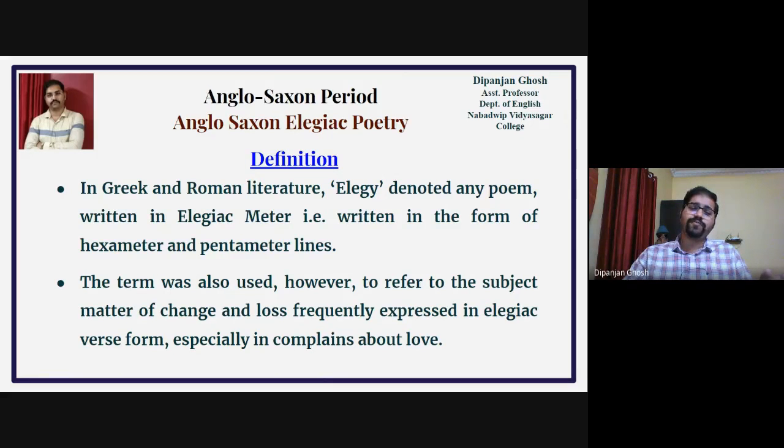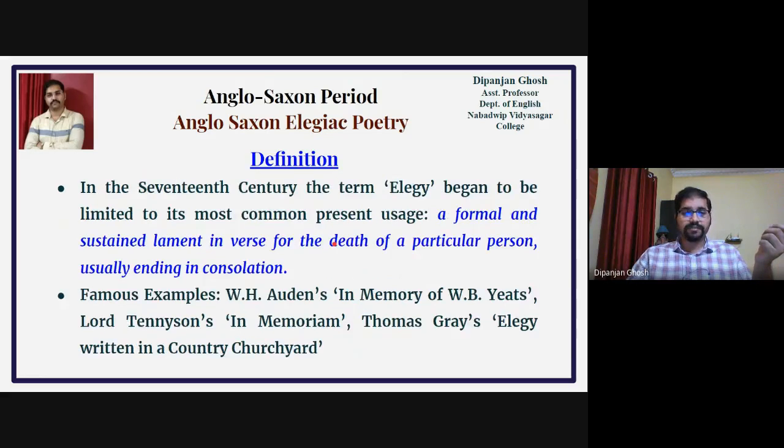expressed in elegiac verse form, especially in complaints about love. So, you will find here the change and loss has been introduced. But keep it in mind that in the ancient form, whenever you write anything that deals with change and loss, that could not be considered as elegy. But if you have to write an elegy, then you have to choose the subject matter of change and loss, and then you have to choose the structure of hexameter and pentameter lines. Then only this could be considered as an elegy.